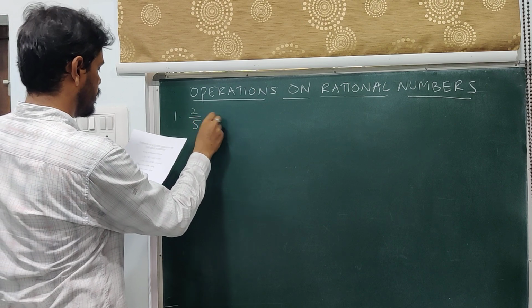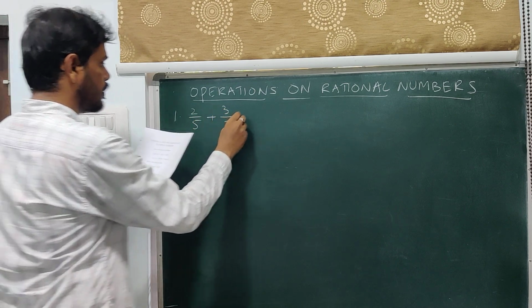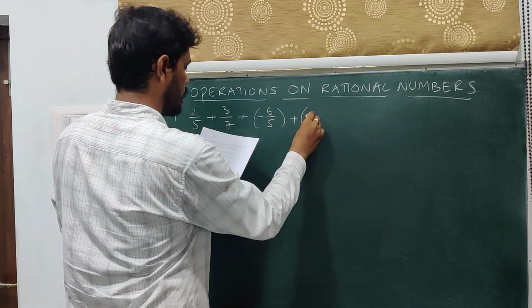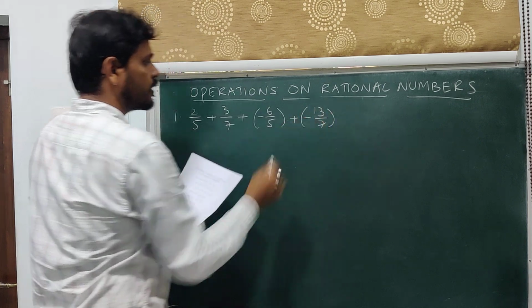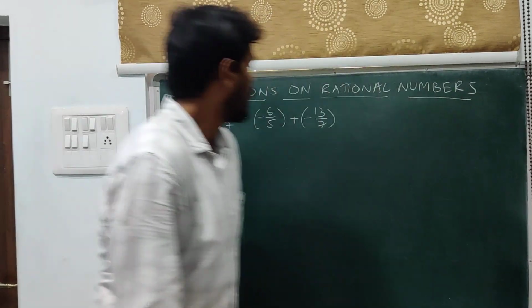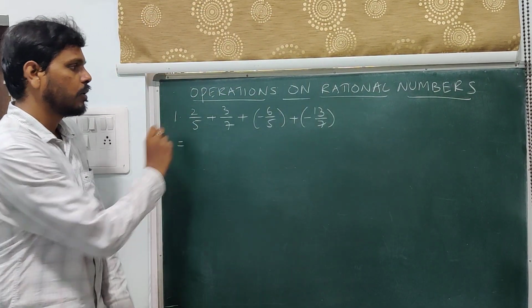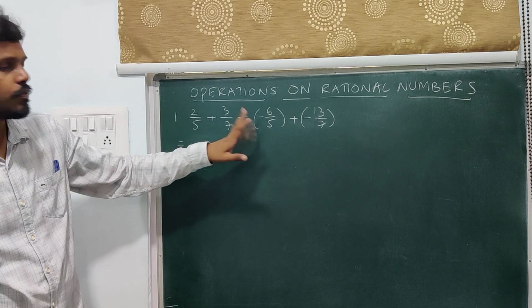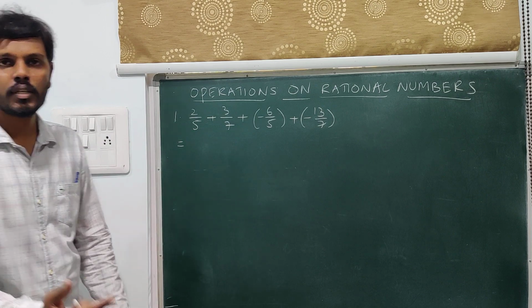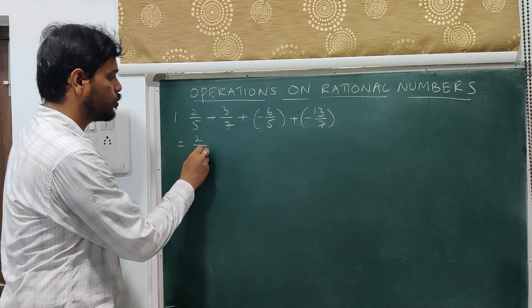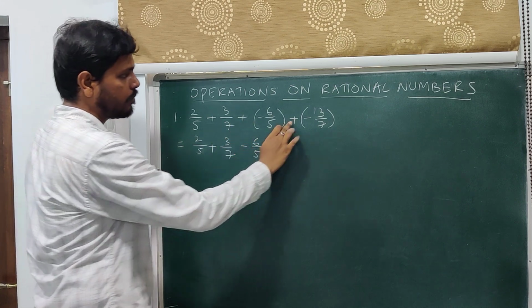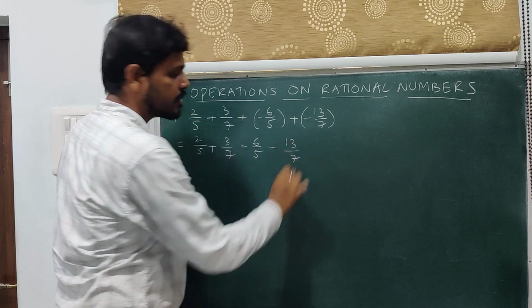So 2 by 5 plus 3 by 7 plus minus 6 by 5 plus minus 13 by 7. This is the case. So what we do is, firstly we multiply this. Wherever you have brackets, as we have discussed in the previous classes, that indicates multiplication, do that multiplication first. Then that is 2 by 5 plus 3 by 7 plus into minus is minus 6 by 5 plus into minus is minus 13 by 7.